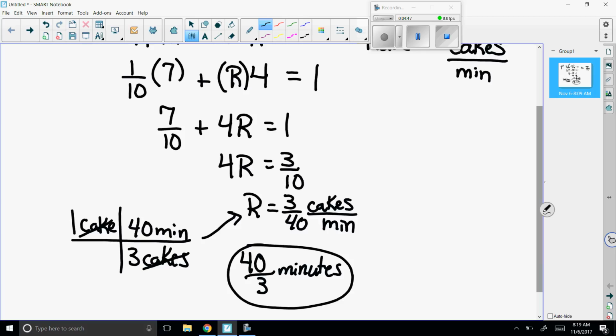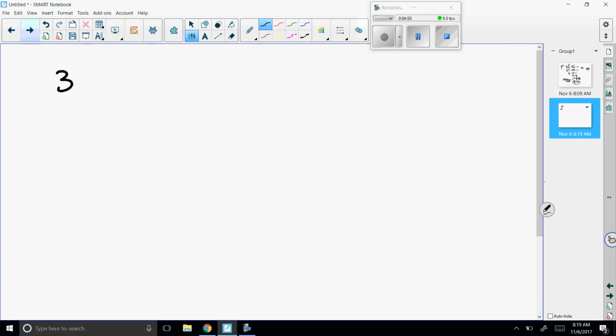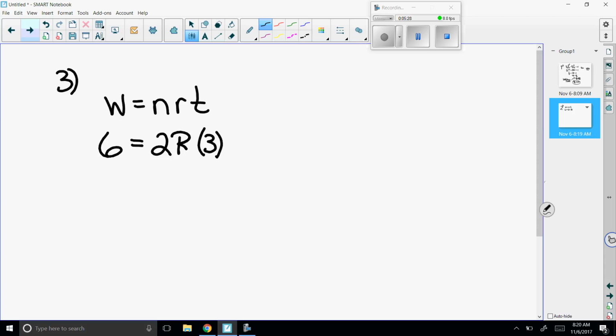Number 3 as well. Matilda was dismayed when she found out that it would take 2 workers 3 days to do 6 jobs. What type of an equation am I looking for? Yes. Work equals number times rate times time. So if I read the problem again, 2 workers, 3 days, 6 jobs. Number is 2 workers. Time is 3 days. Work is 6 jobs. What is rate?